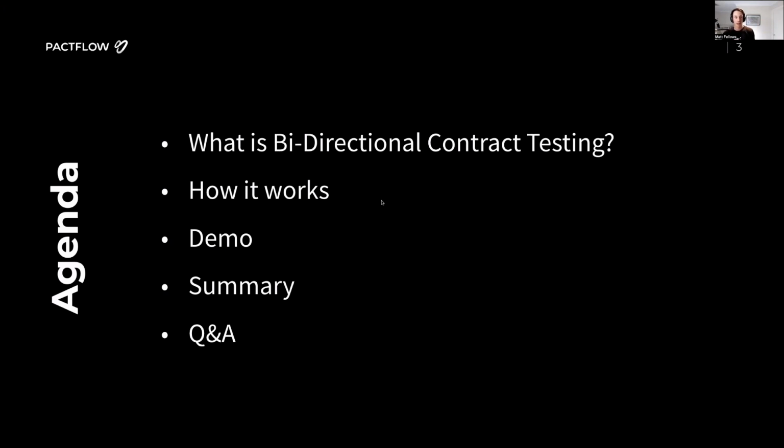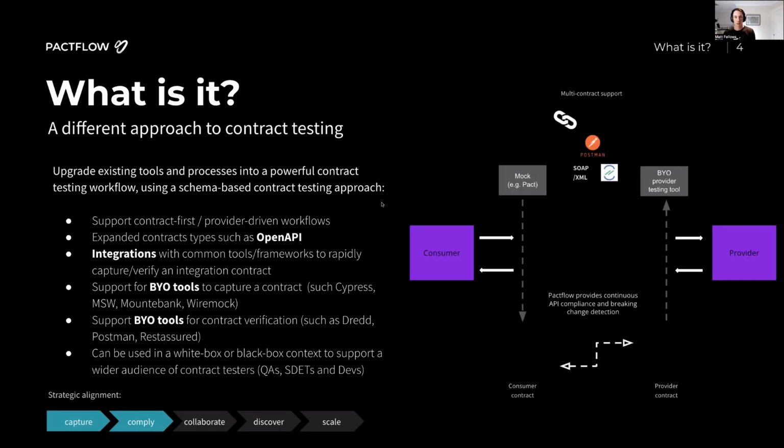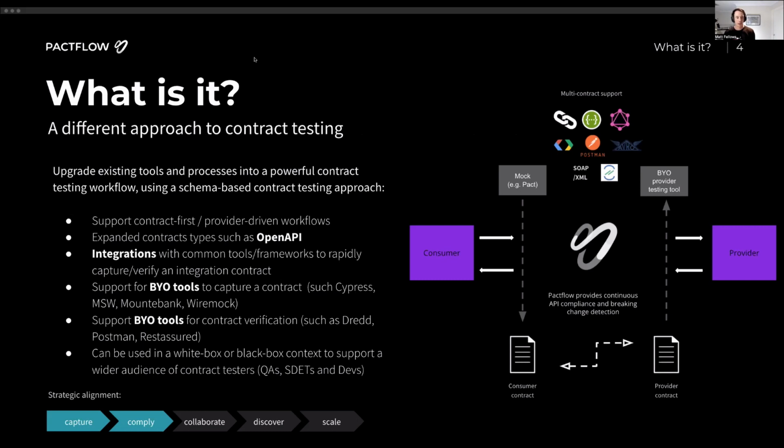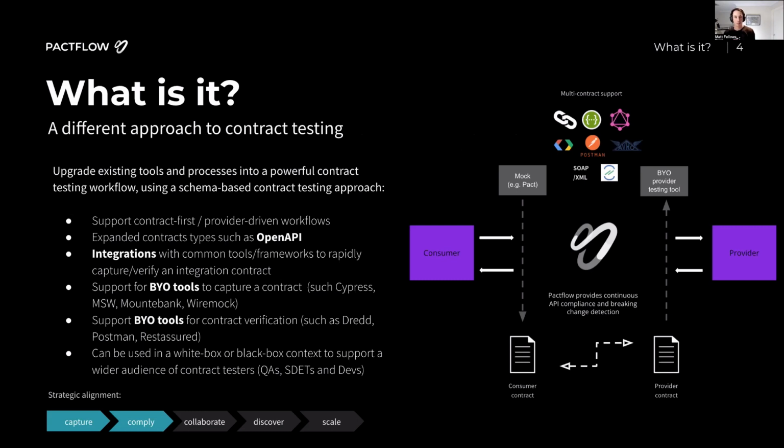My background is in consulting. I'm a recovering consultant, particularly in APIs, microservices, DevOps, and cloud. That was where I spent most of my time, and I got involved with Pact about seven years ago and haven't looked back. So today we're going to start by talking about bidirectional contract testing. Hopefully you can all see my screen correctly, and hopefully you can't see my presenter notes. If they're in the way, let me know.